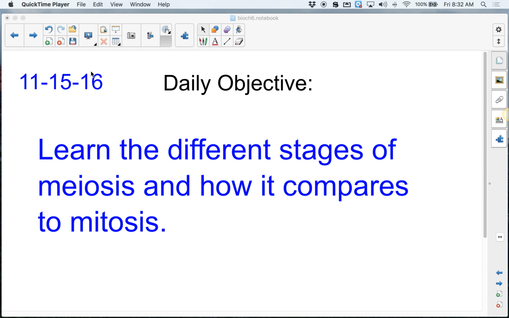Today, we're going to talk about the different stages of meiosis. Now, these shouldn't be terribly hard to learn because, like I said, they follow sort of the stages of mitosis. Right. There's 2 of each.